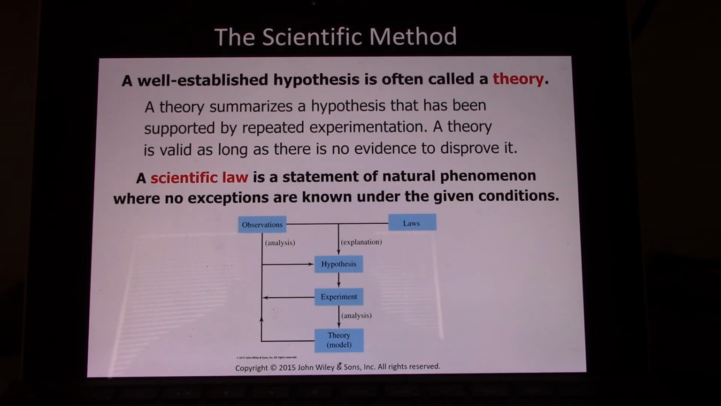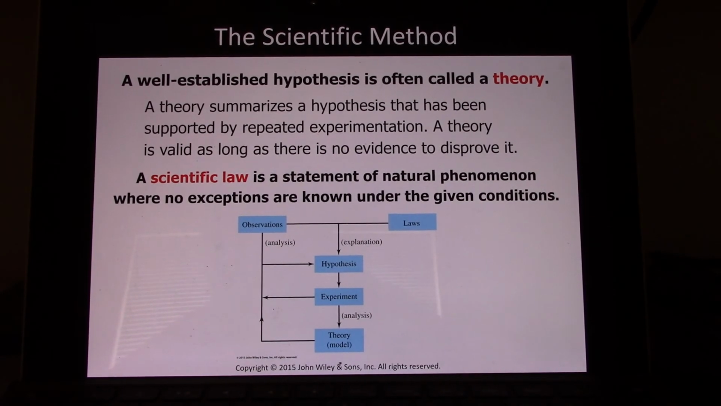But again, a law doesn't require explanation. We have a law of gravity because it works every time. And so that's all you need for a scientific law is a simple statement of natural phenomenon where there are no known exceptions, and then it's a scientific law. As you can imagine, very few things happen every single time. There are very few scientific laws.